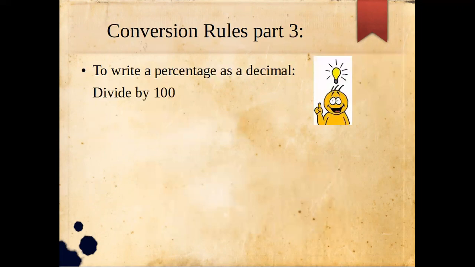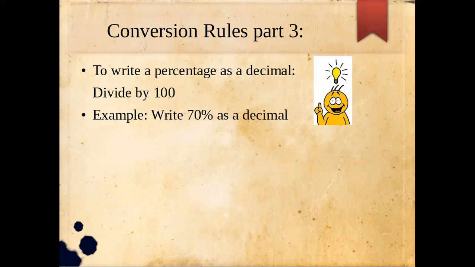Conversion rules part 3. To write a percentage as a decimal. Well, to do this, all you do is simply divide by 100, the opposite of what you do to get the other way around. So write 70% as a decimal. 70 divided by 100 equals 0.7.